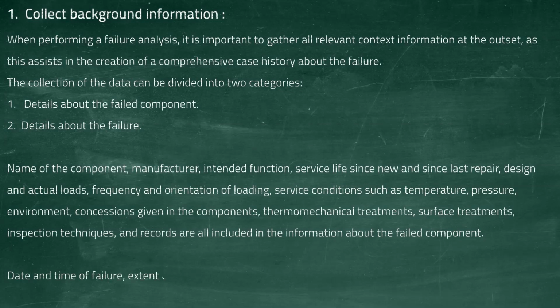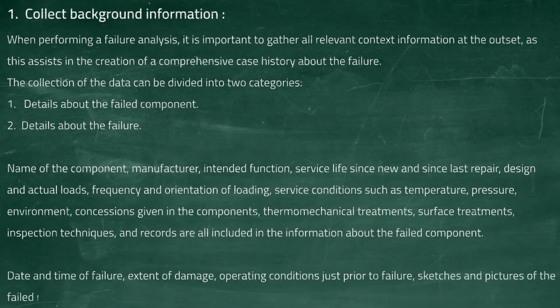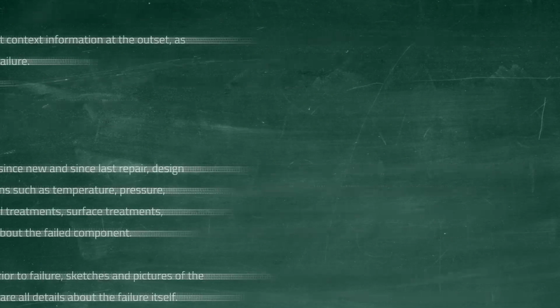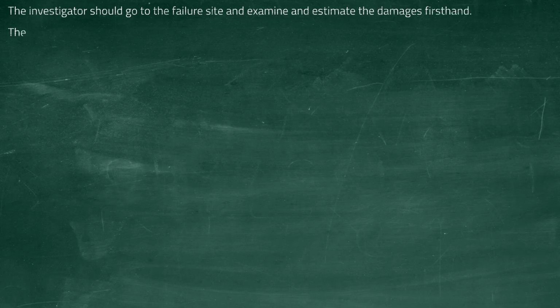Date and time of failure, extent of damage, operating conditions just prior to failure, sketches and pictures of the failed part and surrounding area, eyewitness and earwitness accounts are all details about the failure itself. The investigator should go to the failure site and examine and estimate the damages firsthand. These should be documented as soon as possible.